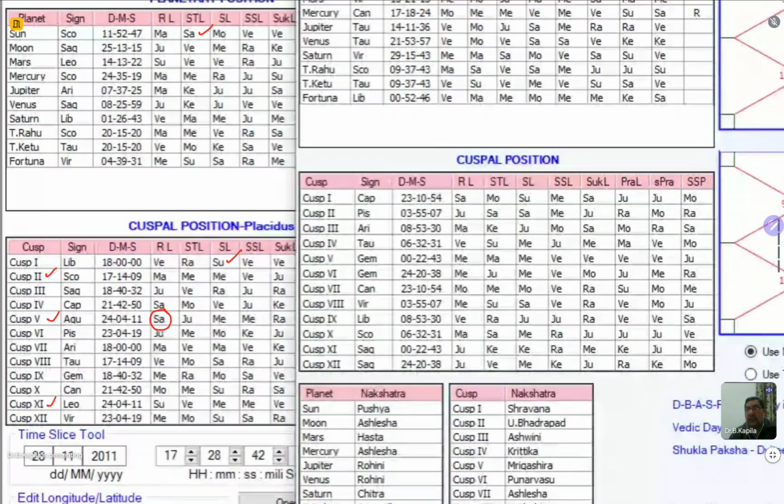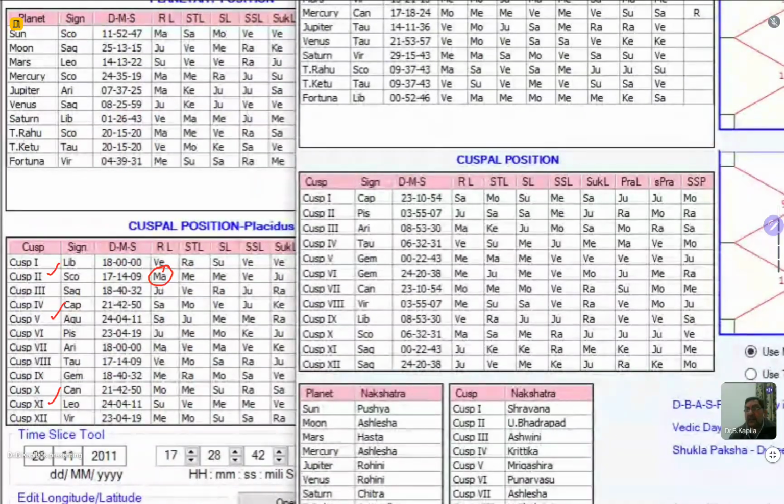Next is Moon, neither in 2 nor in 5 nor in 11. We will reject the prana of Moon. Next is Mars. Mars is the sign lord of 2. Now, what event are we talking about? Addition of a child to the family. Is it strong?